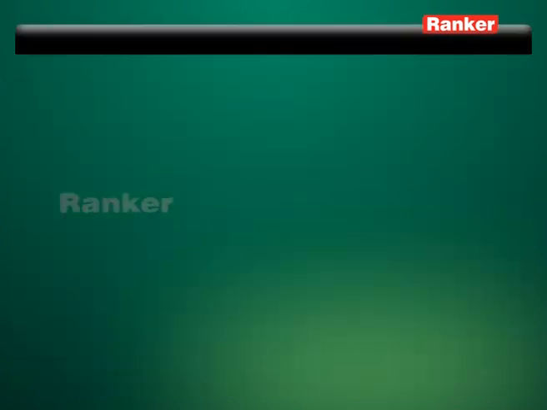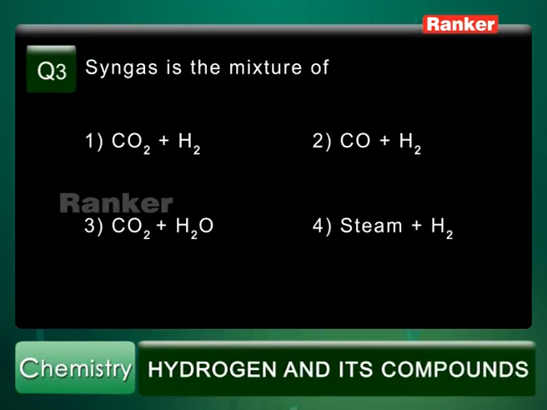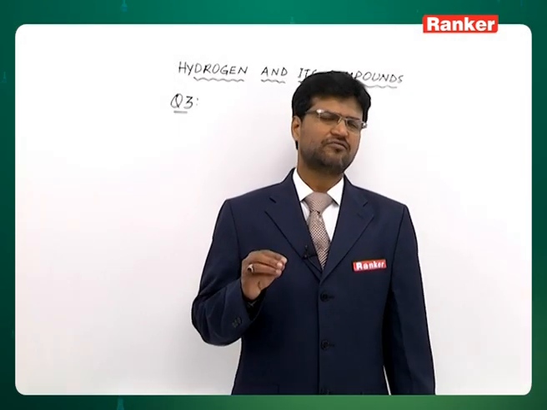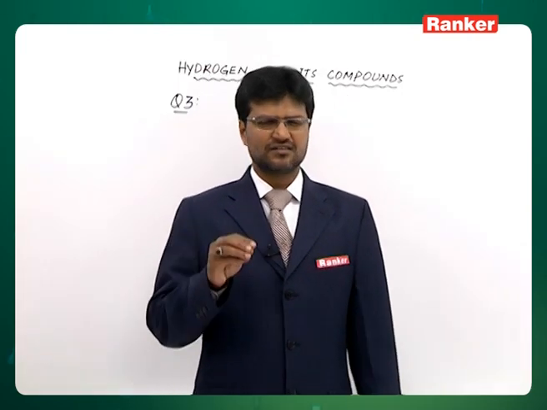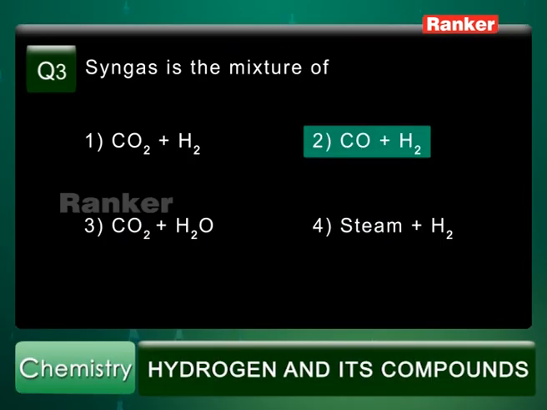Question number 3. Syngas is a mixture of. First option carbon dioxide and hydrogen, second option carbon monoxide and hydrogen, third option carbon dioxide and water, fourth option is steam and hydrogen. The correct answer is second option carbon monoxide and hydrogen. This mixture is called as water gas, also called as synthesis gas or syngas. So, the answer is second option. A mixture of carbon monoxide and hydrogen is called as syngas or water gas.